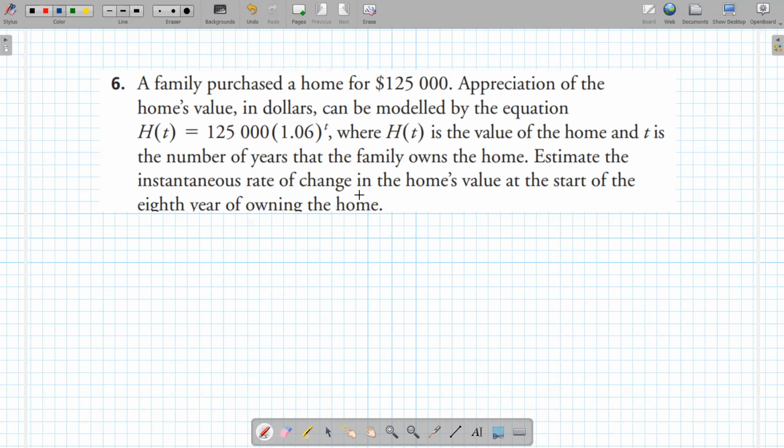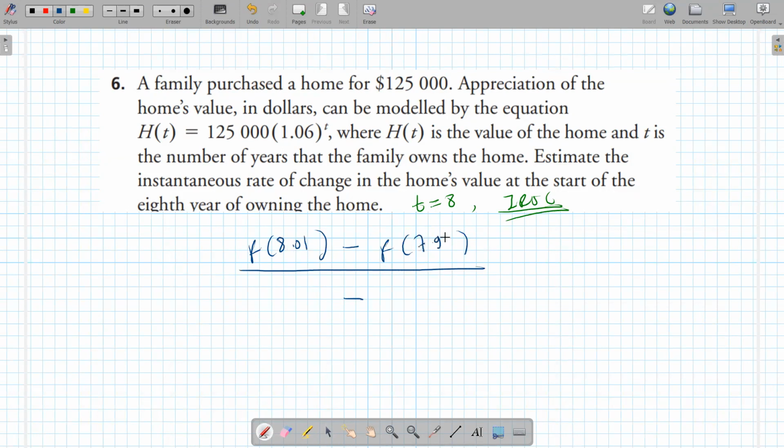What's the x value? It's asking us for the instantaneous rate of change for what year? It's right here. At 8, so t equals 8. It's asking us to find, at t equals 8, the IROC. So it'll be f of something minus f of something. What are these numbers? You want to go up by 0.01 and you want to go down by 0.01, like that.